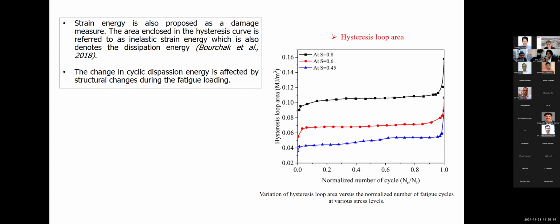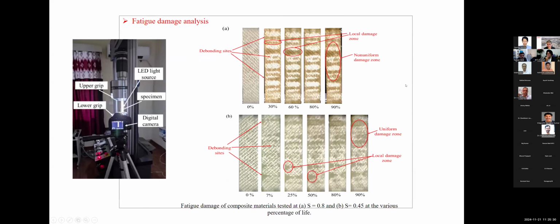So this is a representation that something is happening in the material, or damage is accumulating. We are using the area increase in the hysteresis loops. We find again that there is a steady increase in the area, and then it increases rapidly once the failure is nearing.